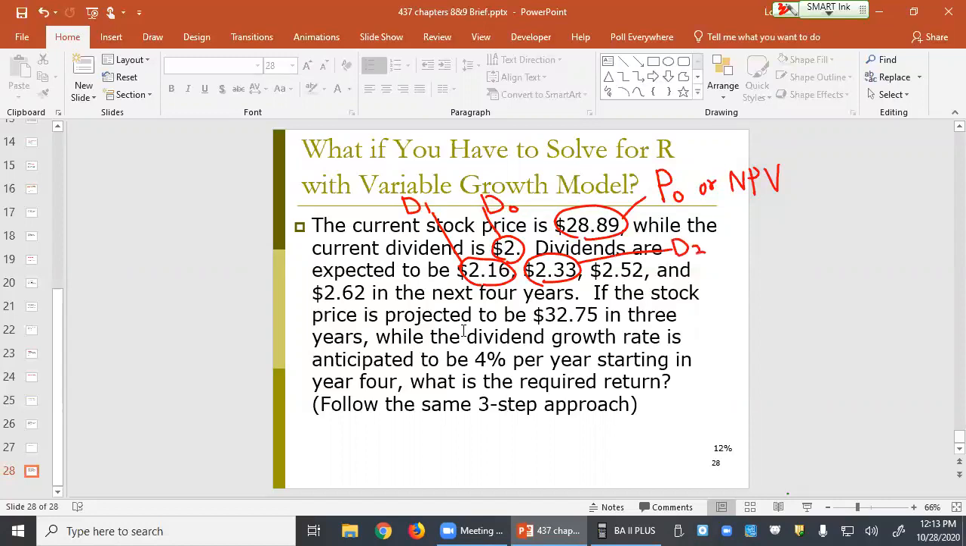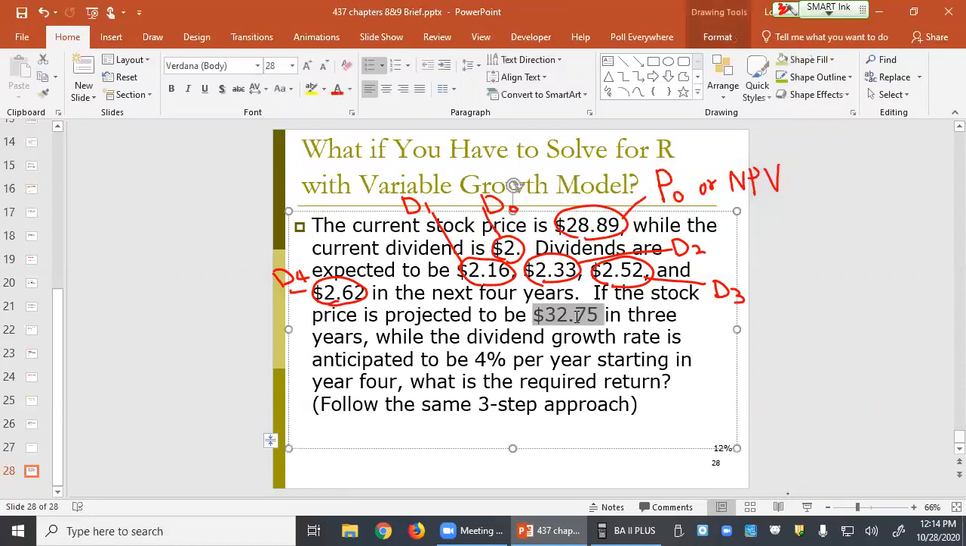$2.33 is our D2, $2.52 is our D3, and $2.62 is our D4, for the next 4 years. So the stock price is projected to be $32.75 in 3 years. That means this is our P3. When we say in 3 years or in year 3, we mean at the end of year 3.